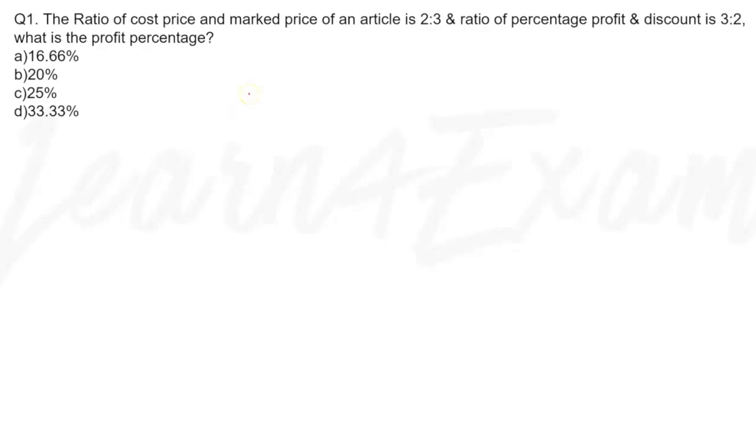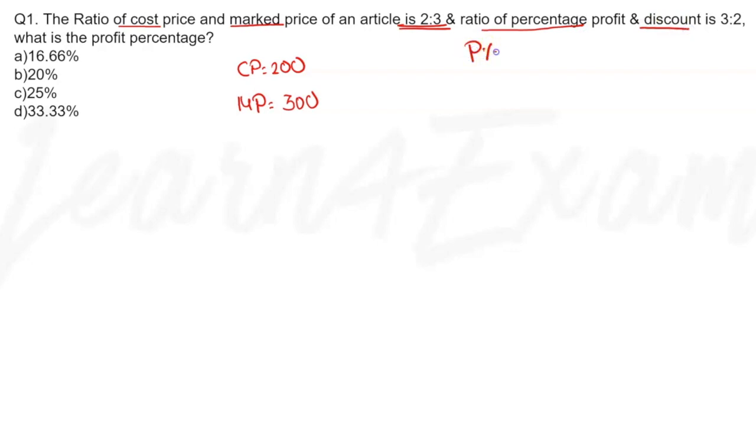Right, so in this video, it's given that the ratio of cost price and market price of an article is 2:3, right? So let me take the cost price of the article to be equal to 200 and the market price of the article to be equal to 300. The ratio stands at 2:3. The ratio of percentage profit and discount is 3:2.